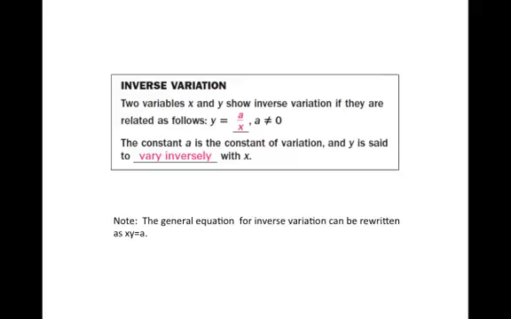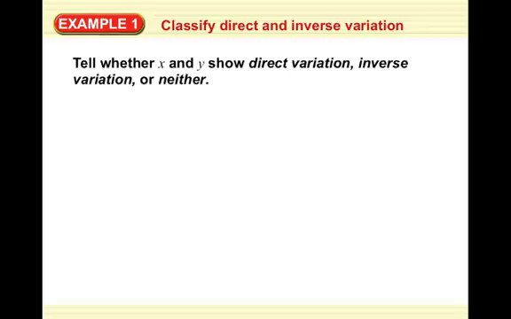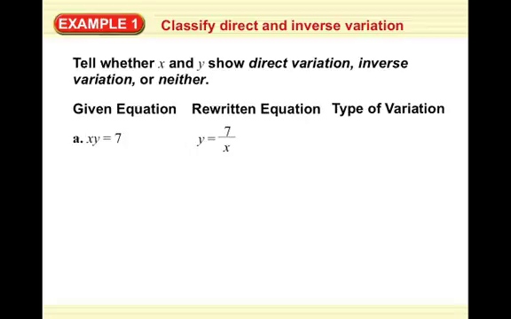Note the general equation for inverse variation, y equals a over x, can be rewritten as x times y equals a. Okay, so we're going to classify the following as direct variation, inverse variation, or neither. All right, so looking at our given equation, we have x times y equals 7. Let's solve for y. That gives us y equals 7 over x, which is inverse variation.